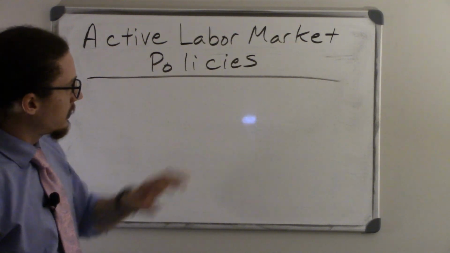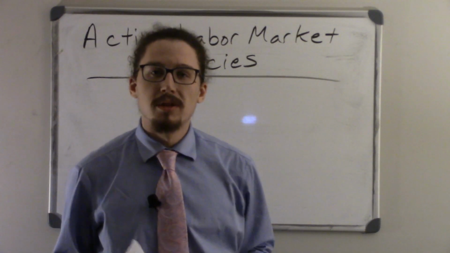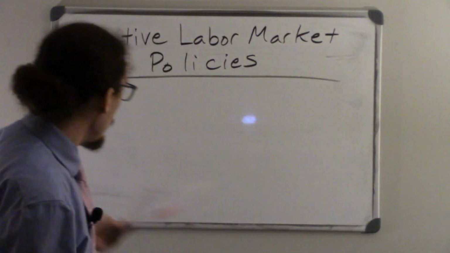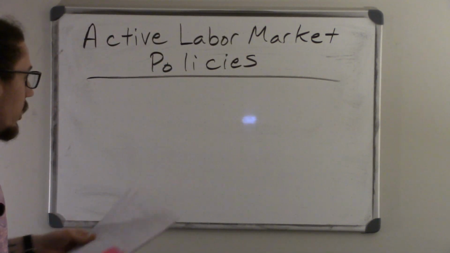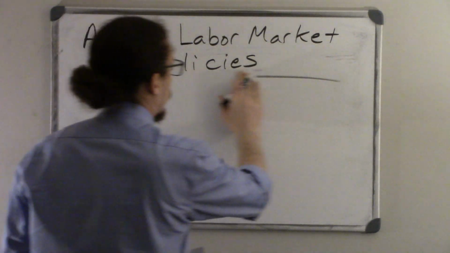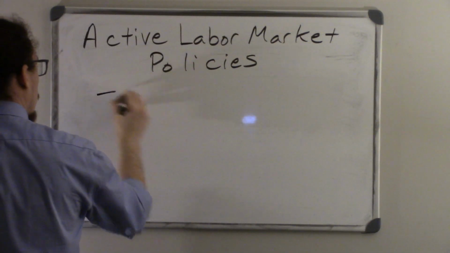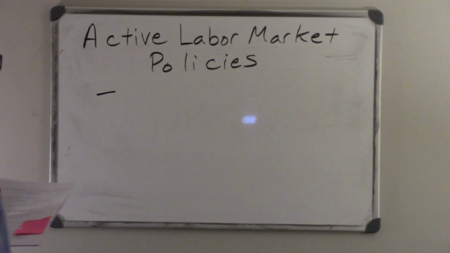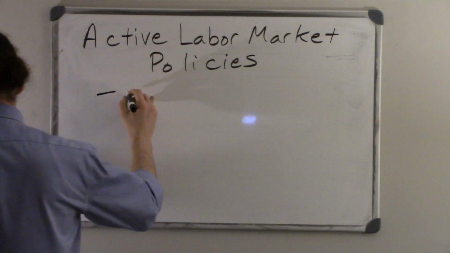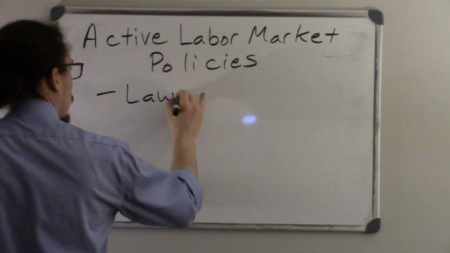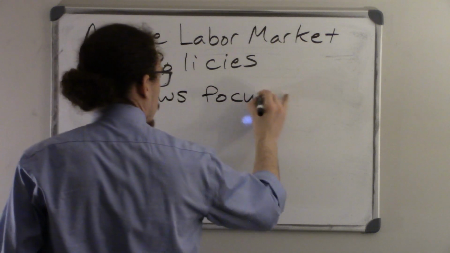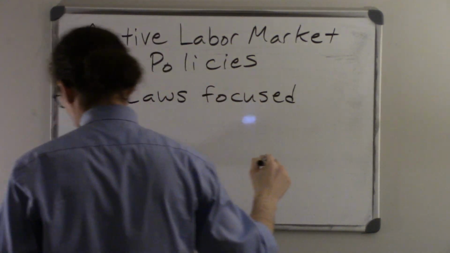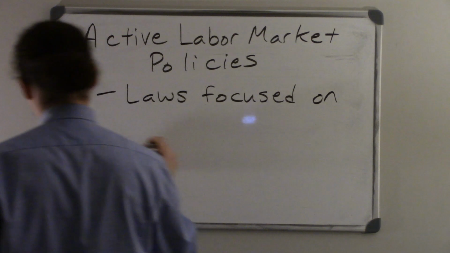Now, with these active labor market policies, we're going to talk about something that can help reduce the levels of structural unemployment. Which are these active labor market policies? Probably should have put a line there. It's not really a heading. This is what we're talking about with these active labor market policies. These are laws focused on getting people back to work.